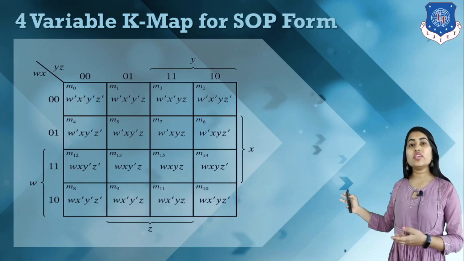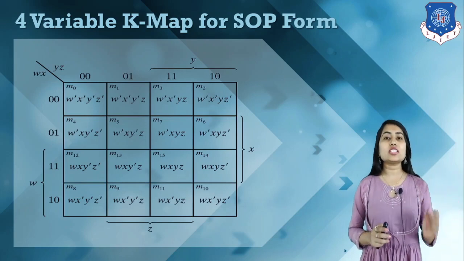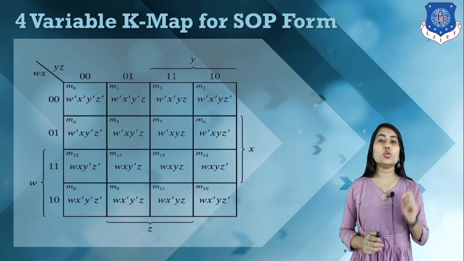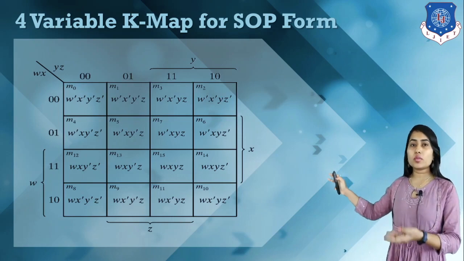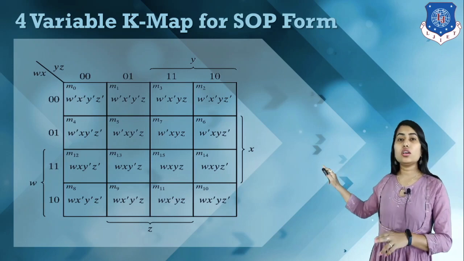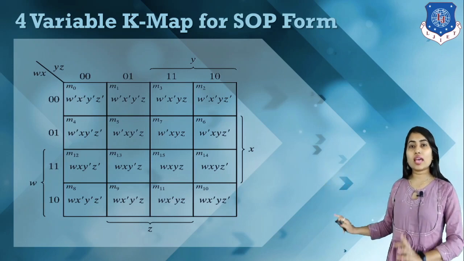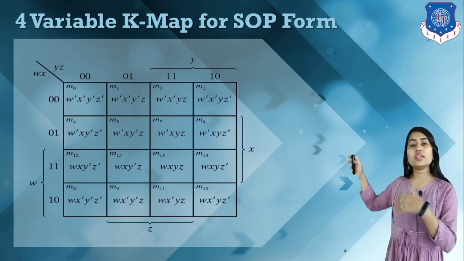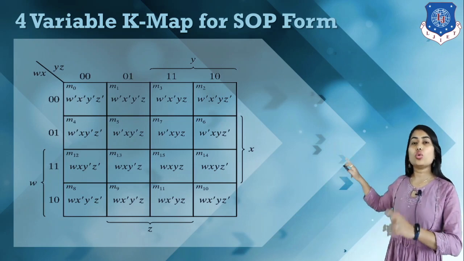Here we have this 4 variable K-map. We have 4 variables, that is w, x, y, z. We write w, x here and y, z here. For w, x we have 4 conditions: 0 0, 0 1, 1 1, 1 0. We write them like this. And for y, z we also write like this: 0 0, 0 1, 1 1, 1 0.